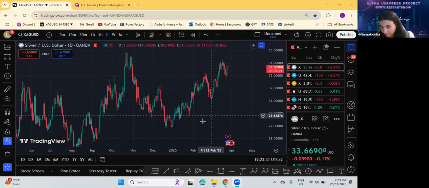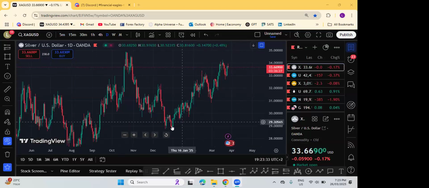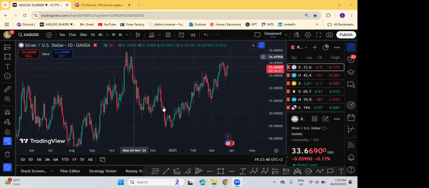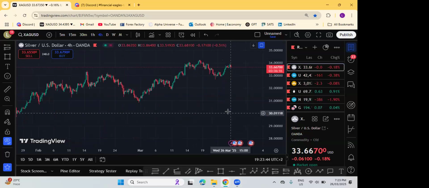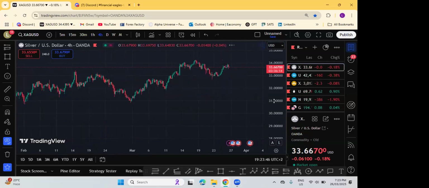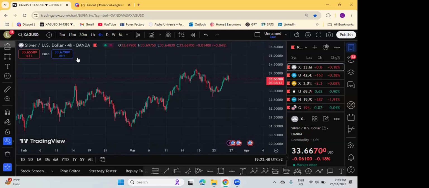Okay, perfect. So as for silver, as you can see here, we are in an uptrend. As you can notice, higher low, higher low, higher low, higher low. So we are moving up. If I went down to the 4-hour time frame, wait, I'll show you.